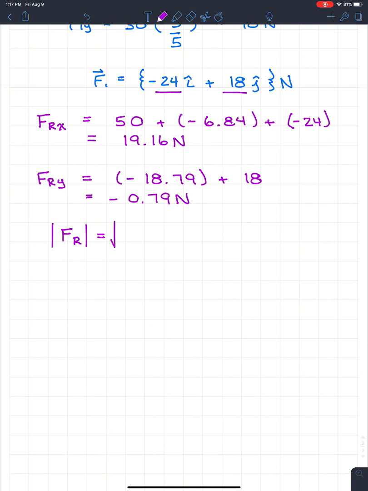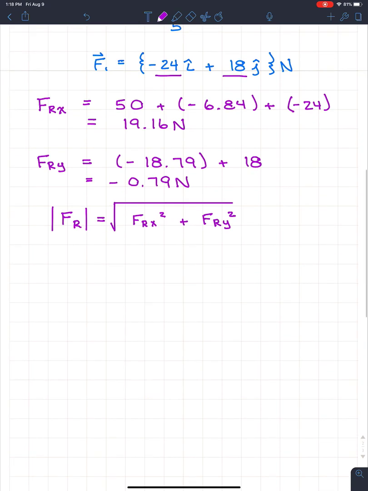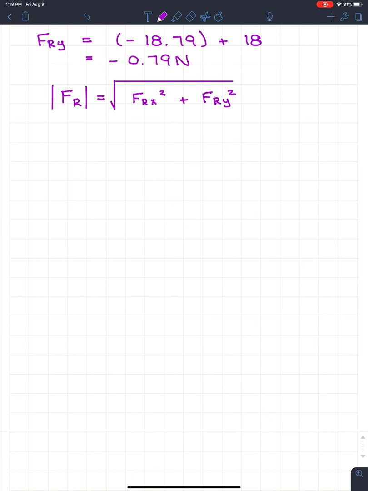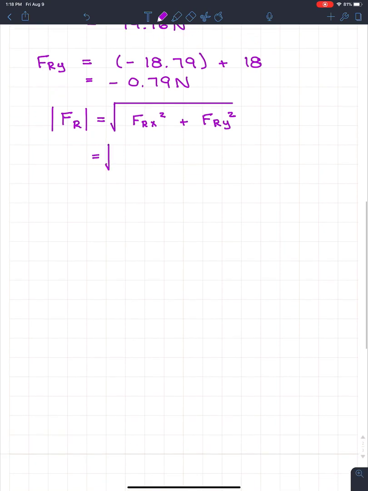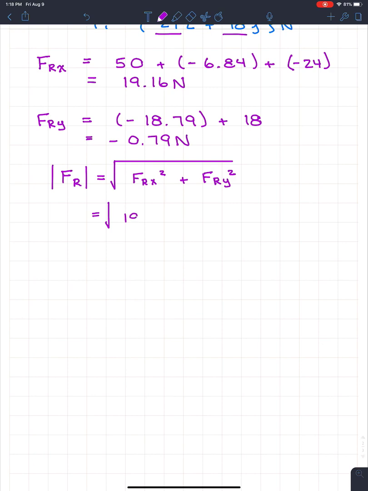So the magnitude of FR is going to be the square root of FRx squared plus FRy squared. This formula is very easy to prove. I did it in the last example. You just draw a triangle using your two components, and then you can use Pythagoras' theorem to find c squared is equal to a squared plus b squared. However, in this example, if we solve it, it's equal to the square root of FRx squared, so 19.16 squared, plus 0.79 squared.